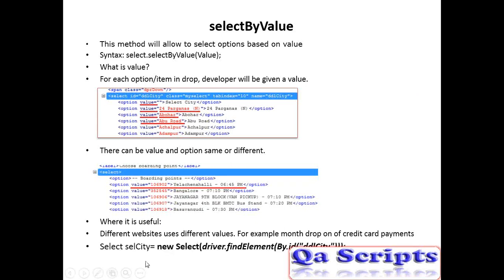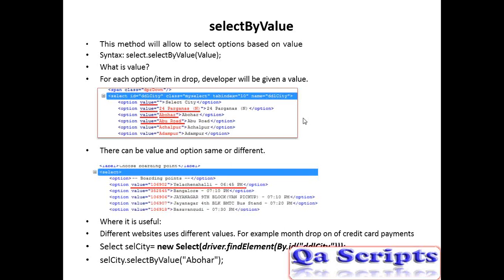How to use the select by value method? Here I have used the same Select class, and I have created one object called select cell city. Here I have passed the element locator by using driver.findElement as a parameter to the class Select, and I have used selectByValue and given the value as it is appearing.